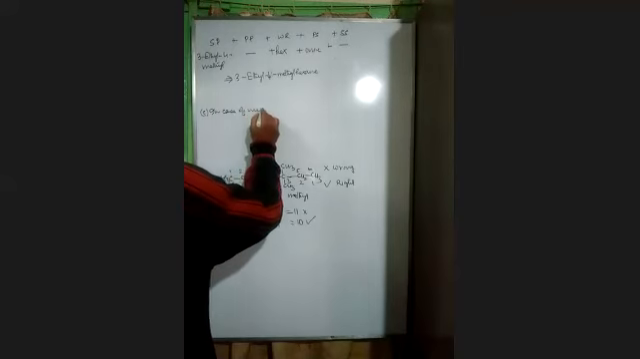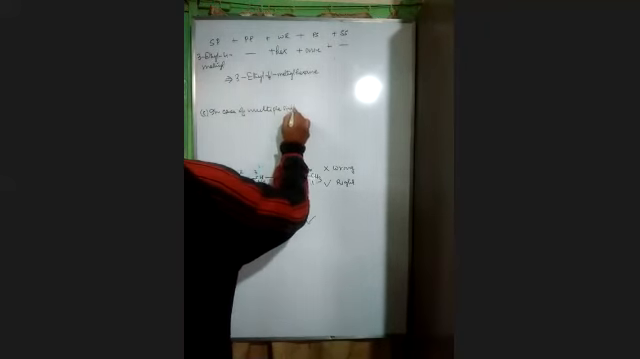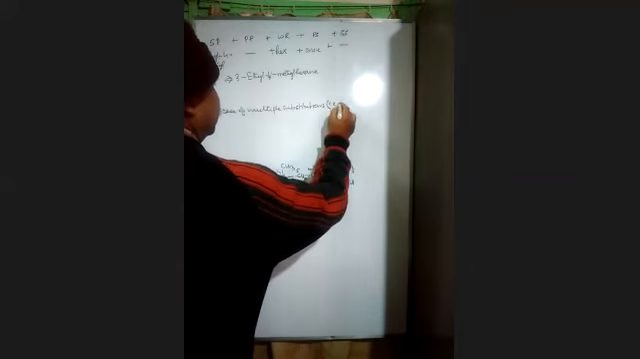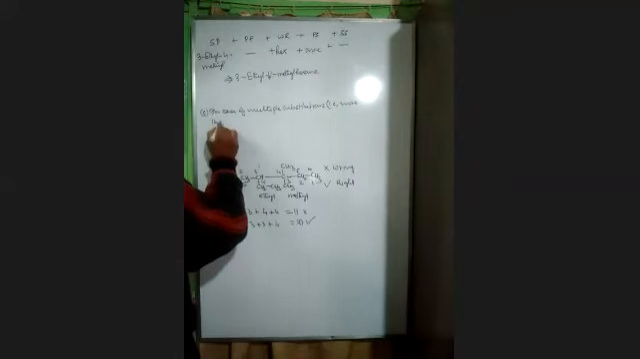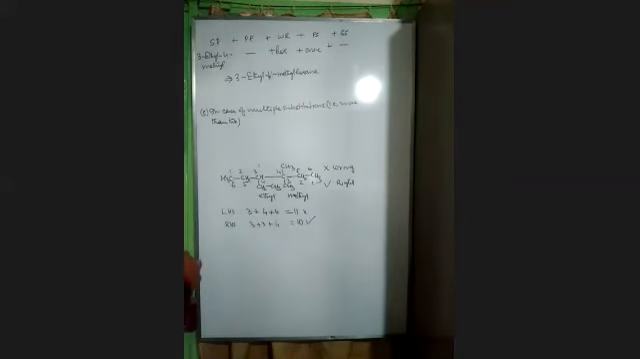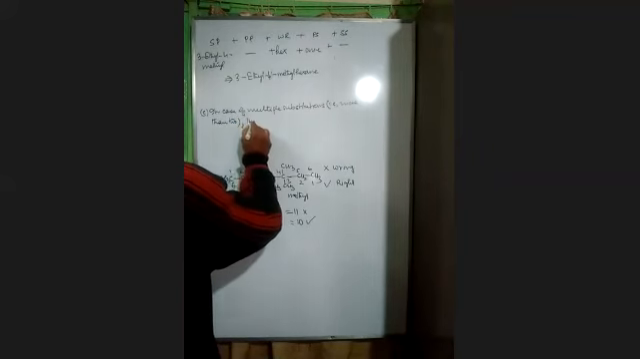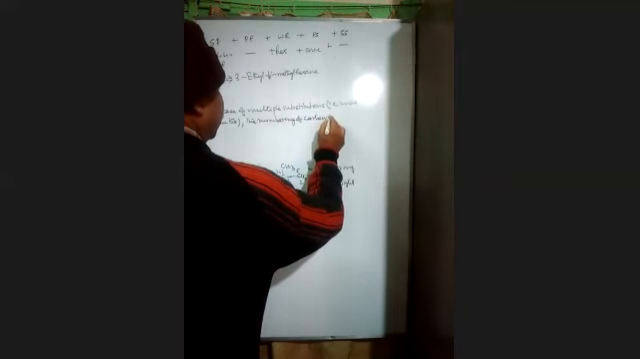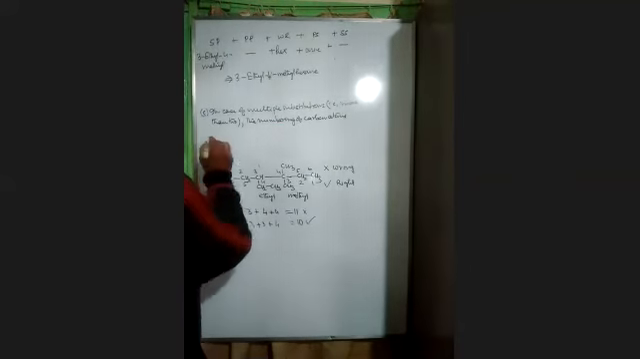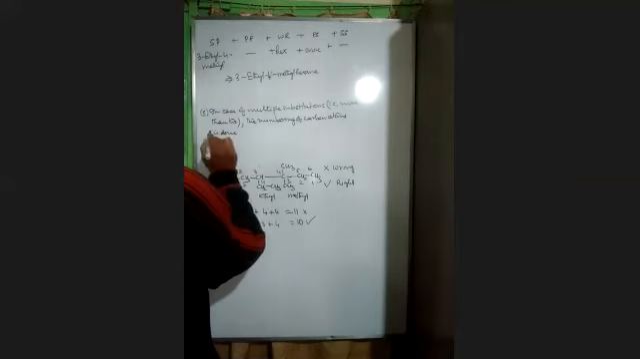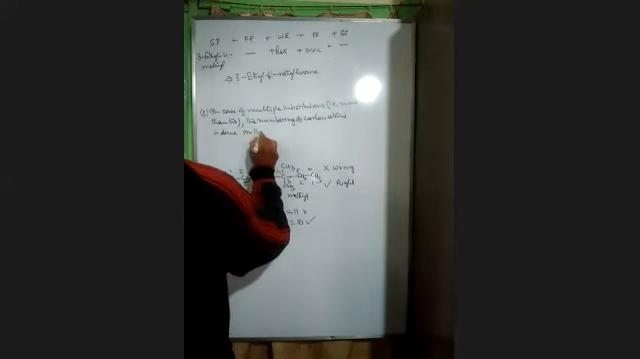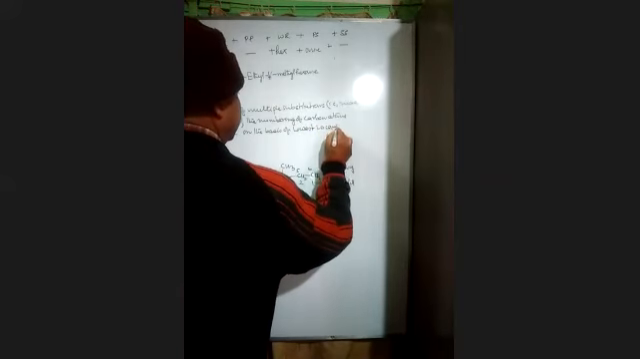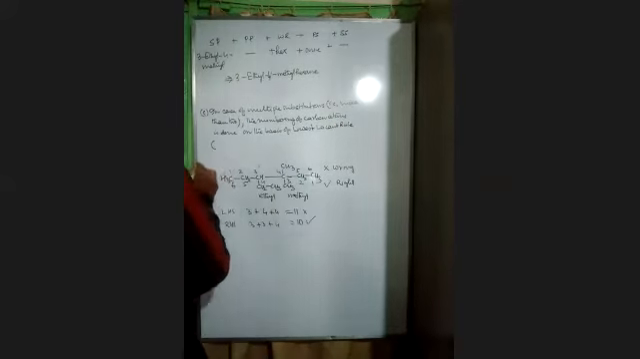In case of multiple substitutions, that is more than 2, the numbering of carbon atoms is done on the basis of the lowest locant rule.